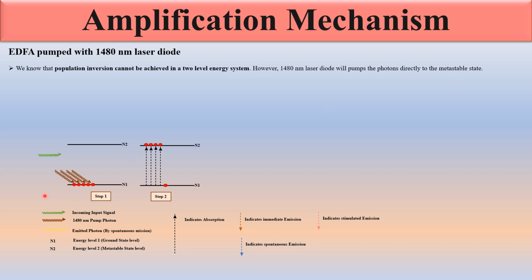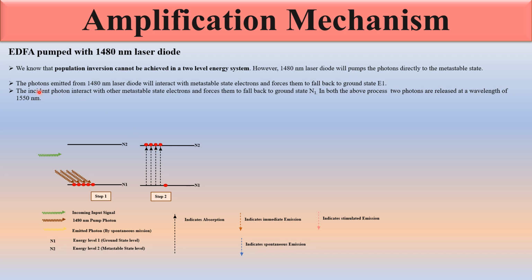You can see here, this is a 1480 nanometer pump photon. When it is absorbed by these electrons, they go to the N2 metastable state. The photon emitted from the 1480 nanometer laser diode will interact with the metastable state electrons and force them to fall back to the ground state N1. The incident photon interacts with other metastable state electrons and forces them to fall back to ground state N1. In both of the above processes, two photons are released at a wavelength of 1550 nanometers.